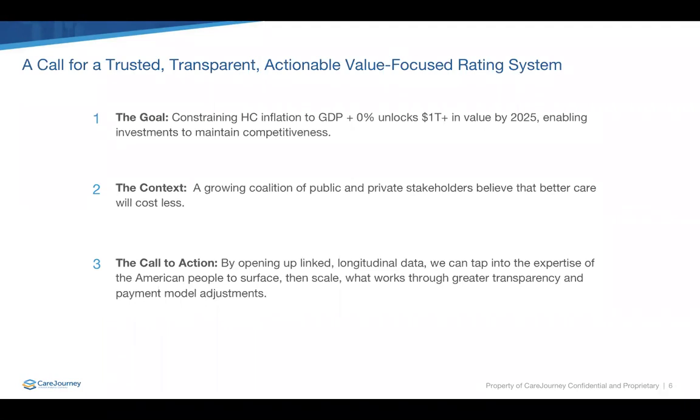There is a growing coalition of stakeholders, and I hope many of you on this call are in that coalition, who believe that we can actually accomplish this goal by delivering better care that naturally results in lower cost. And the thesis for this coalition is that if we opened up as much of the data as possible, we can tap into the expertise of the country, individual doctors, patient groups, health plan leaders, to surface and hopefully scale that which seems to work, and that we would use transparency and payment model incentives to drive and reward better behavior. That's the goal.